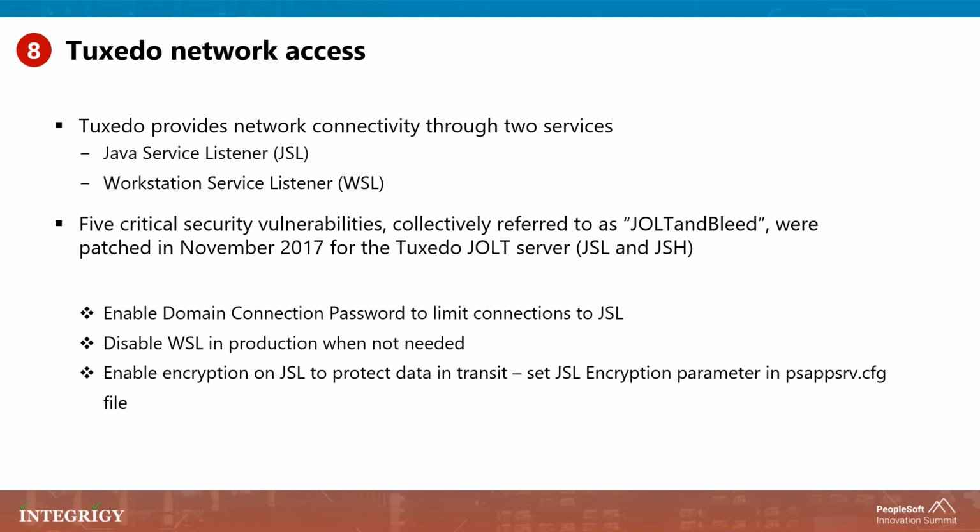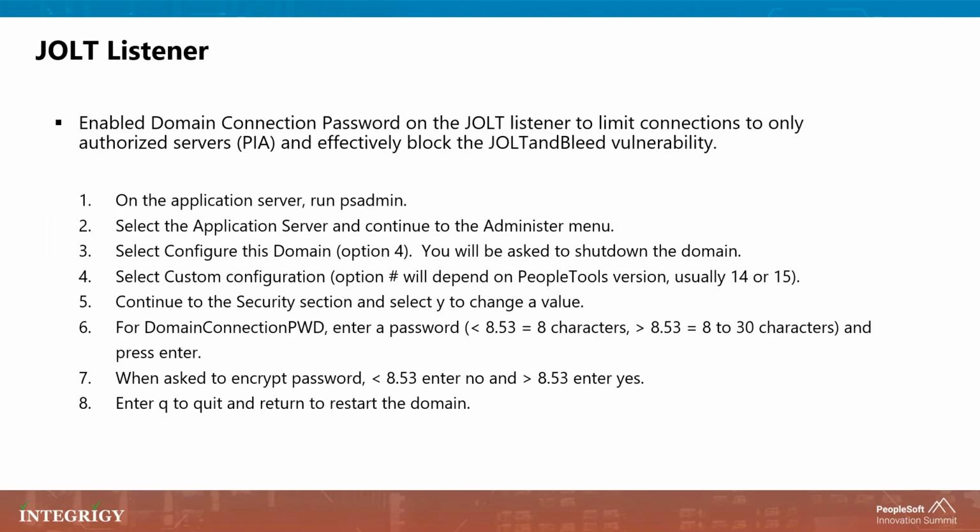And if you're not using it, again, the workstation service listener is used by things like application designer, etc. If I'm not using that in production, disable it. I don't need that vulnerability because again, if I disable it, no one can access it. Therefore, even if a vulnerability comes out tomorrow, I'm not at risk for it. So a lot of these things are, hey, turn things off you don't need, block access to things you don't need, restrict access as much as possible, therefore reducing the risk dramatically. And again, the Jolt listener.